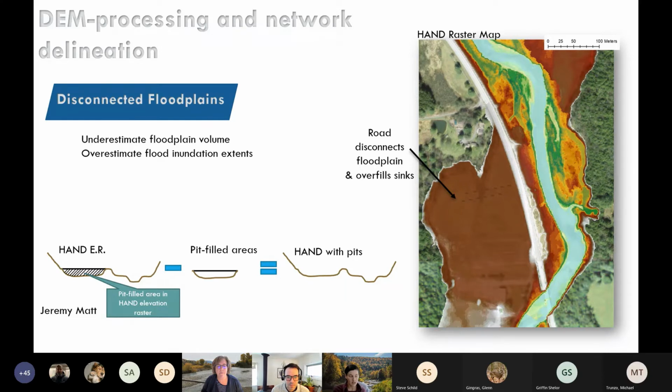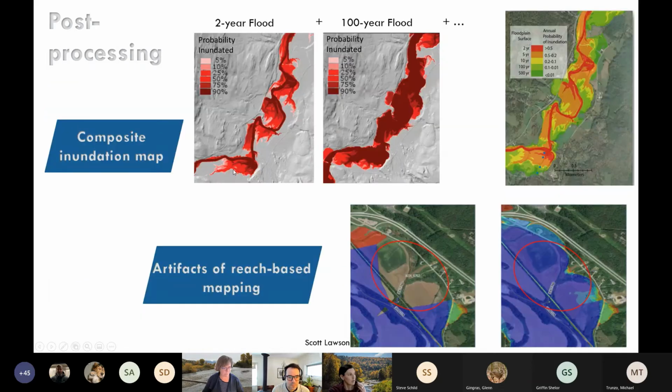So in these settings, we can't just sort of cut a notch necessarily, but we could sort of recondition the hand map after processing. And so he's working on an approach to do that, because we really think these types of disconnected floodplains underestimate the floodplain volume and they overestimate flood inundation extents, and so they provide an additional source of error. So those are sort of like the within the model things we're working on to improve accuracy.